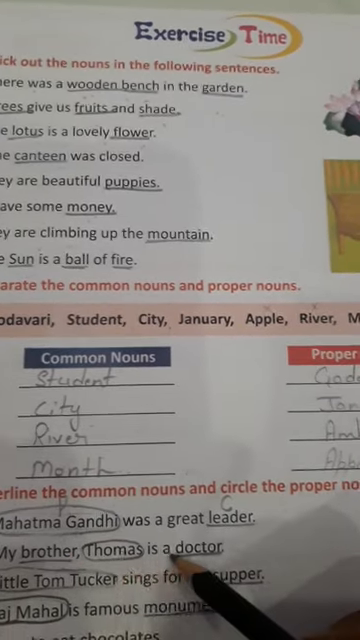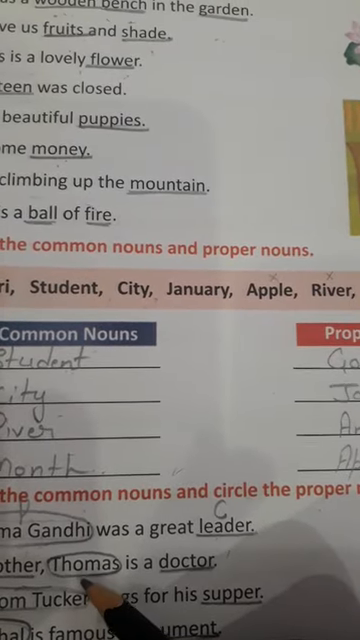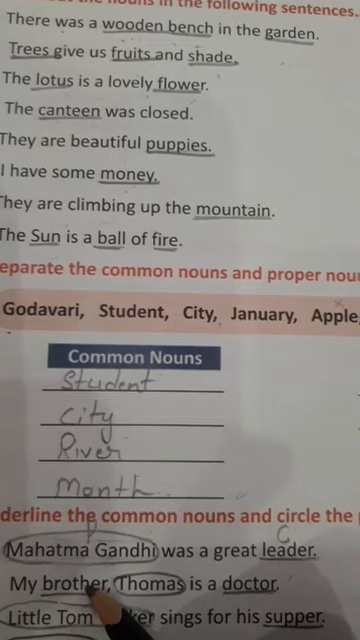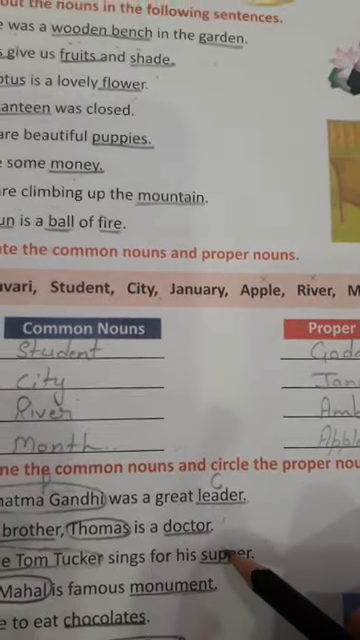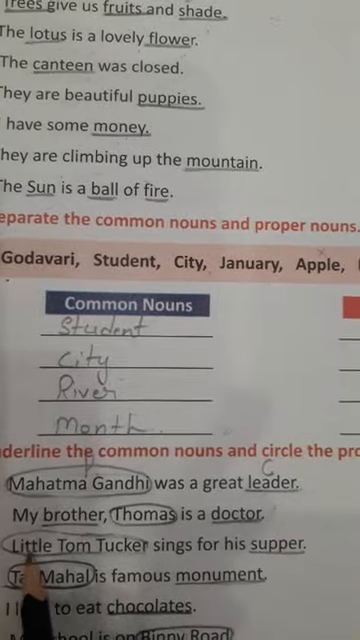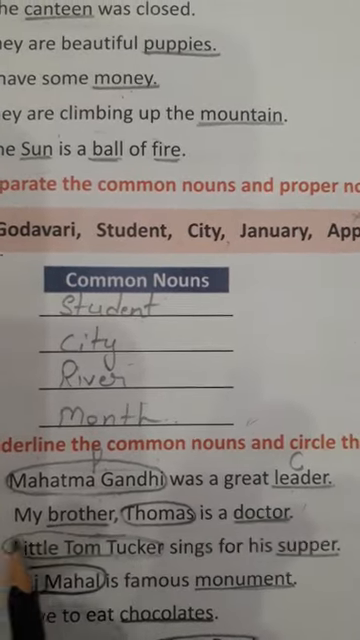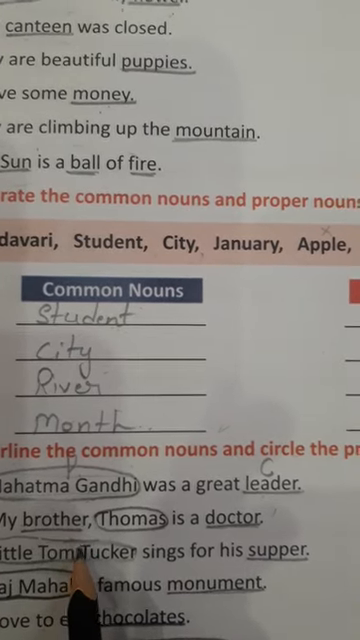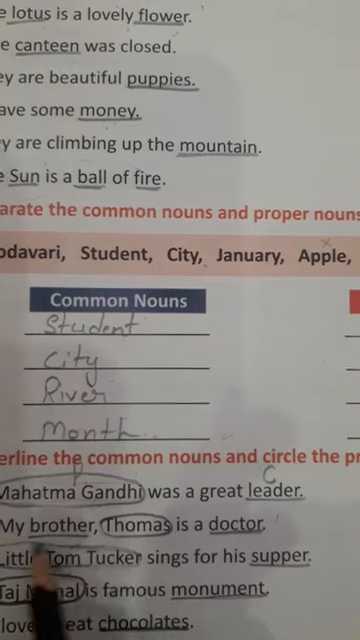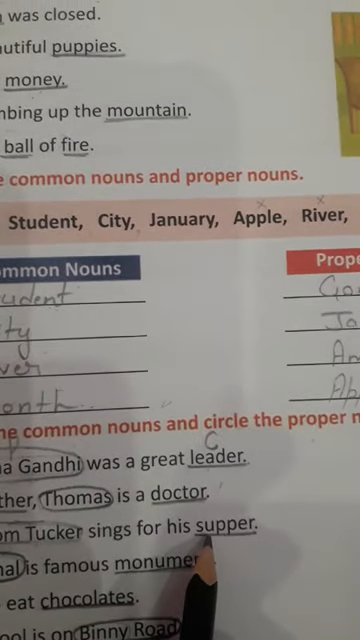My brother Thomas is a doctor. Thomas, you can see here, is a proper noun, and doctor and brother are your common nouns. Little Tom Tucker sings for his supper. Little Tom Tucker is your proper noun; you can see all of these begin with a capital letter, because we are talking about this particular one. Supper is your common noun.